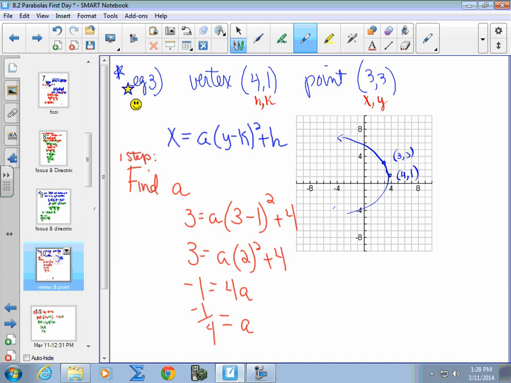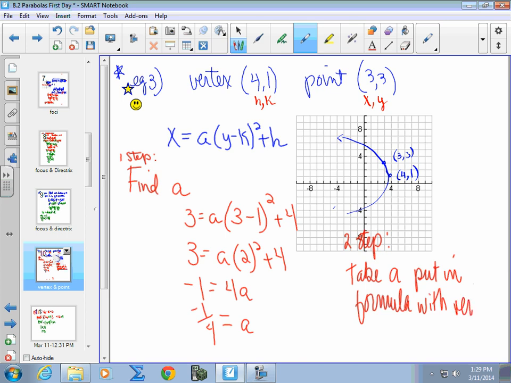Once you have A, you want to take A, plug it back in the function. Put it in the formula with the vertex. So the formula was x is equal to negative 1/4 times y minus 1 squared plus 4.